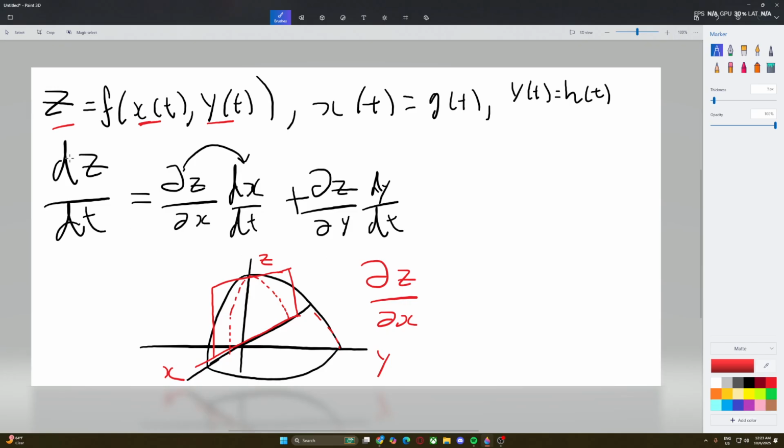The reason it's partial is because this t only represents one variable, and it's the variable that gets you from here to here. But dz and dx are their own separate thing. So that's with that. So dz dt, that's what it is.